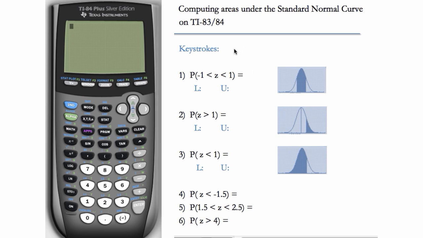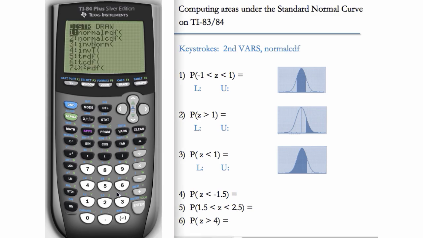To find this on the calculator, we're going to go to second vars, which is distribution, and then normal CDF. So we'll go to second vars, and normal CDF is number 2. The C is for cumulative because we're finding the area over an interval. We don't want to choose the P for point probability. So we have normal CDF, and it wants a lower bound and an upper bound.